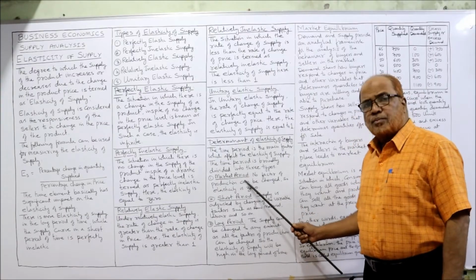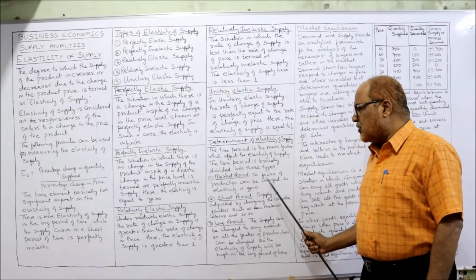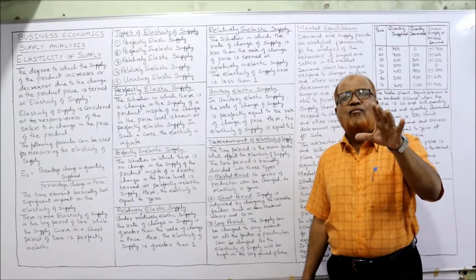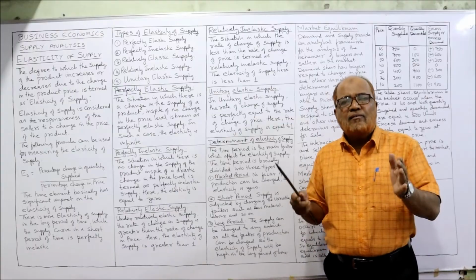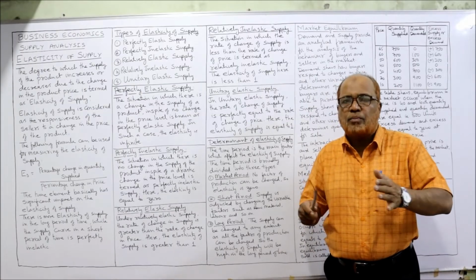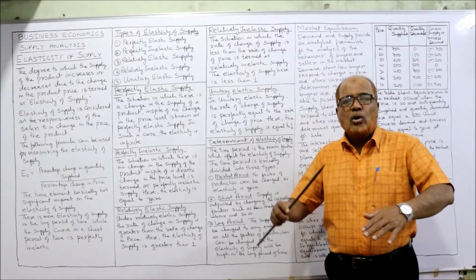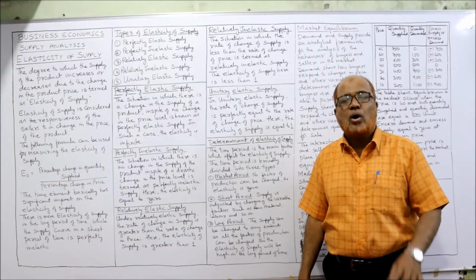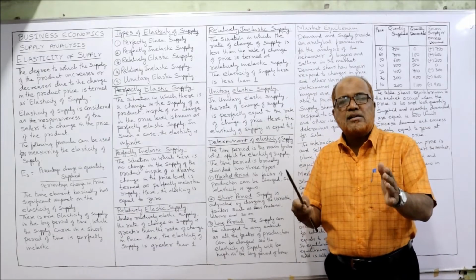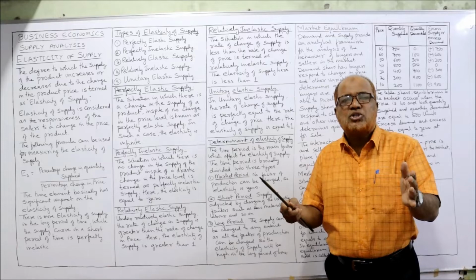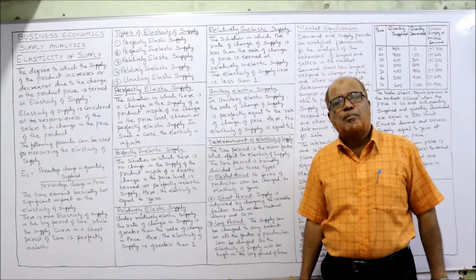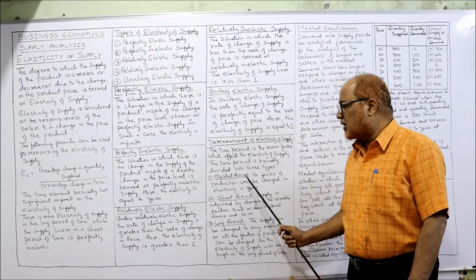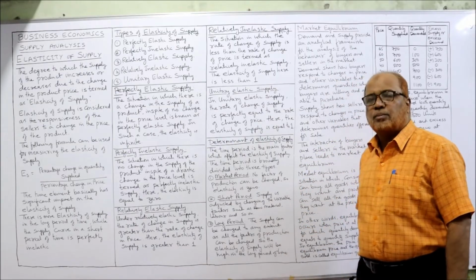Now, market period, no factor of production can be changed, so elasticity is 0. That means market period means very short period. In the very short period, the factors of production cannot be changed. All overnight, the supplier cannot increase or decrease the supply all of a sudden. So market period is a period in which no supply can be changed irrespective of the change in price. That's why the price elasticity will be 0 in case of market period. Next comes short period.